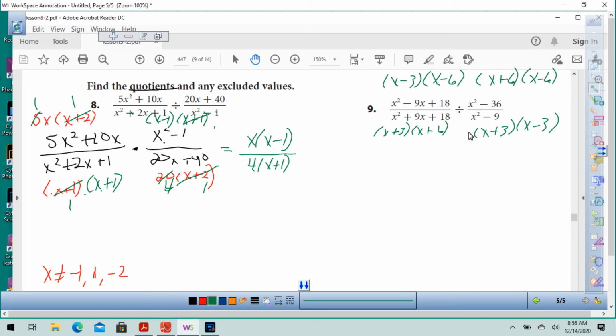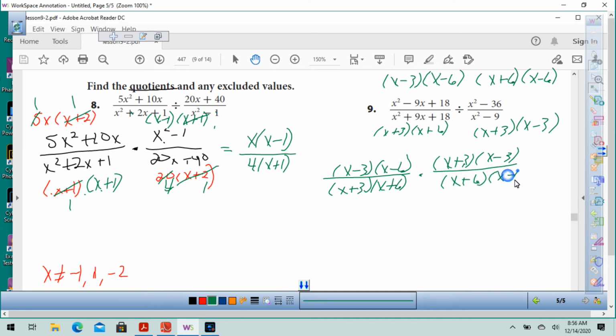Okay, let's rewrite it now as a multiplication. So we're going to have x minus 3 times x minus 6 over x plus 3 times x plus 6 times, and then we got x plus 3 over x minus 3, and then we have x plus 6 times x minus 6.